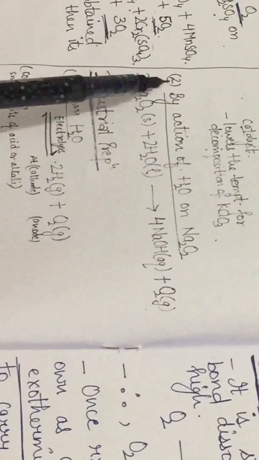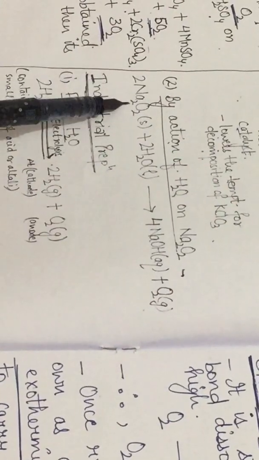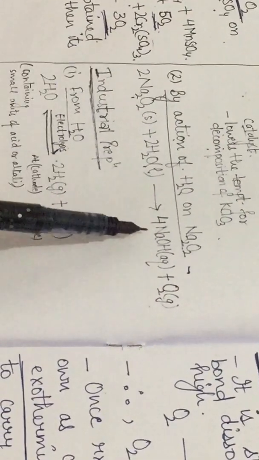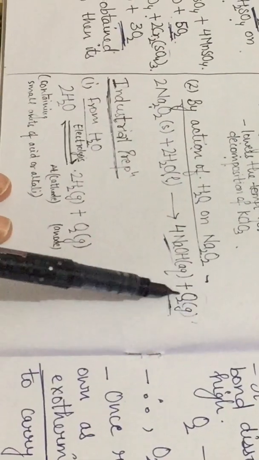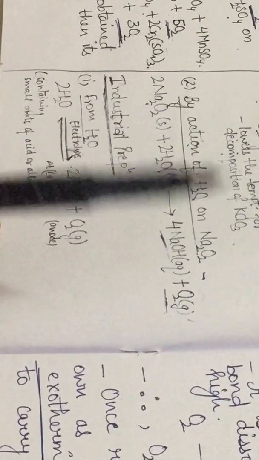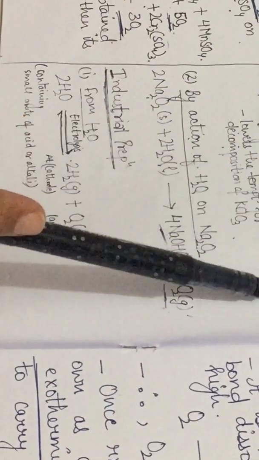The second laboratory preparation of oxygen is by the action of water on sodium peroxide. When sodium peroxide is treated with water, it will release sodium hydroxide as well as oxygen gas as a product. So these were the two laboratory preparation methods of dioxygen.